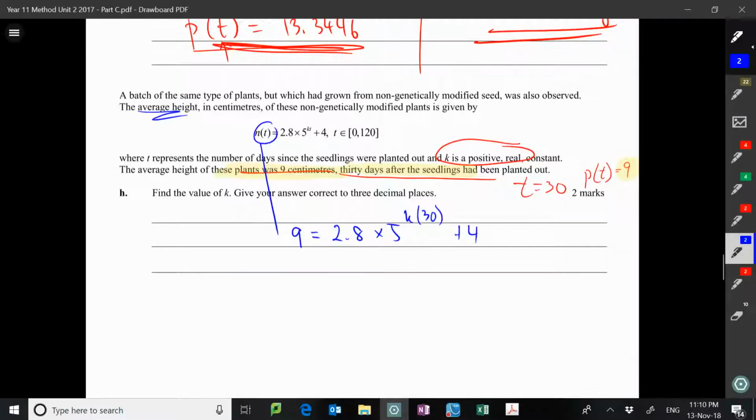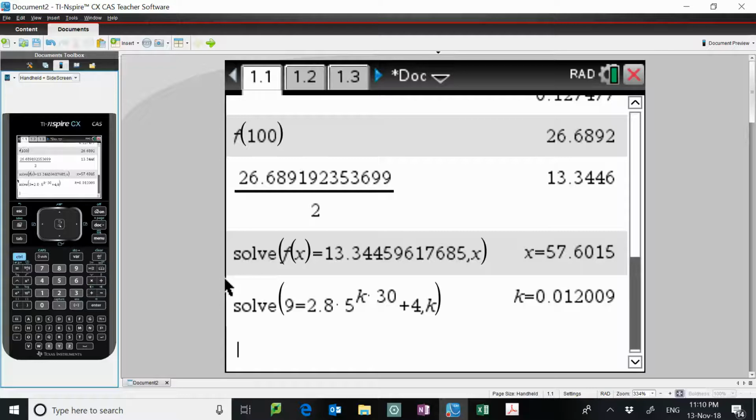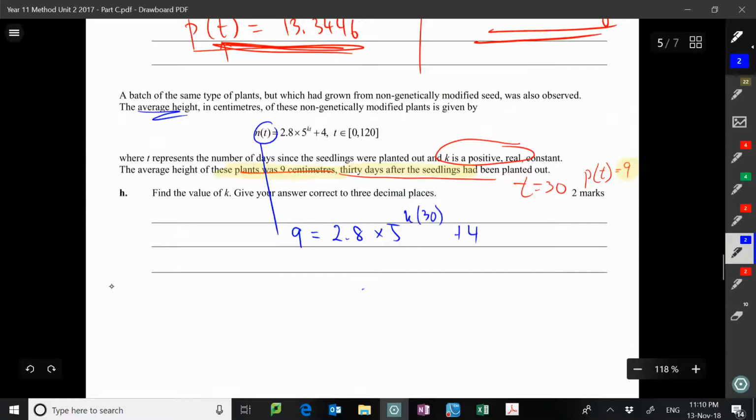That was it rounded to 3 decimal places, so 0.012. So k equals 0.012. Bam.